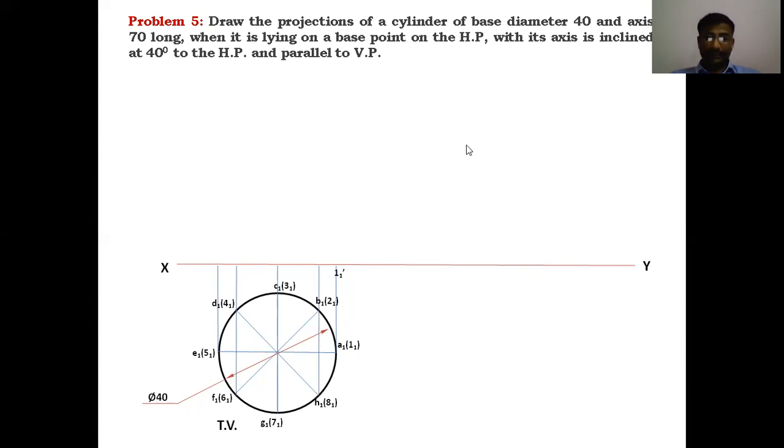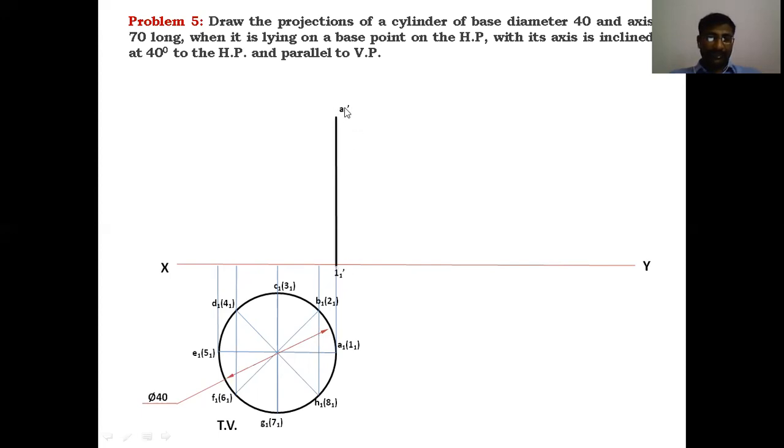Bottom base is numbered 1 1 dash, and draw the straight edges which are connected to the upper base. Upper base and bottom base connected lines are straight edges. Okay, the upper base point is A1 dash, and the corresponding point is 1 1 dash. Dash means it's a front view in the first stage.